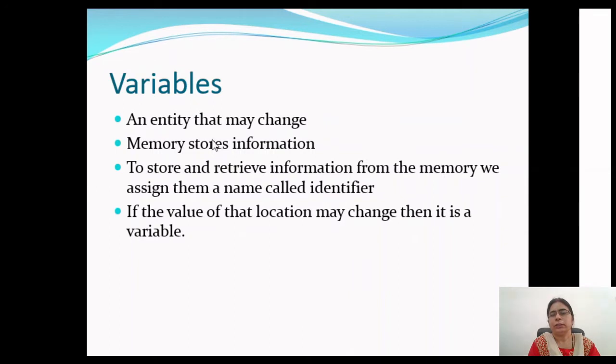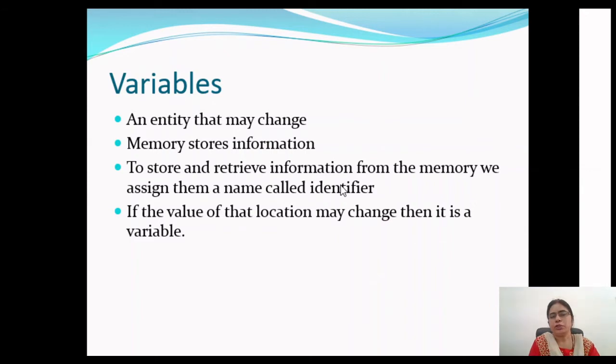So the concept that I discussed right now: memory stores information. All the information is stored in main memory while the program is executing. So memory stores information. To store and retrieve information from the memory, we assign them a name called identifier.